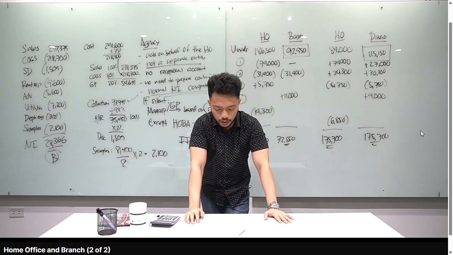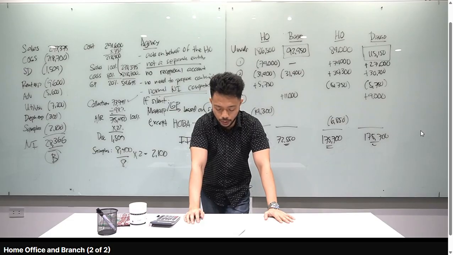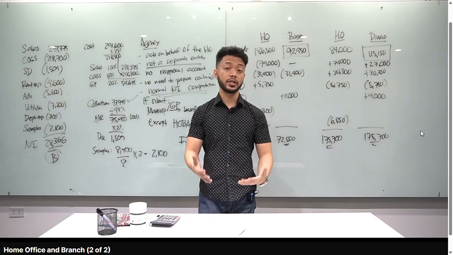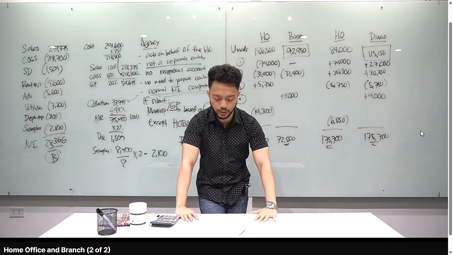Number 2, the home office ledger account in the accounting records of the branch is best compared to, alam natin, it's an equity account. Letter A. O, di ba? Para nga siyang retained earnings. Parang gano'n. Equity account siya. Letter A for number 2.